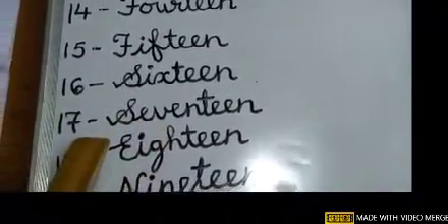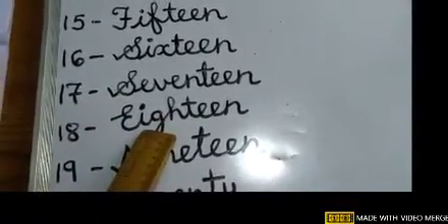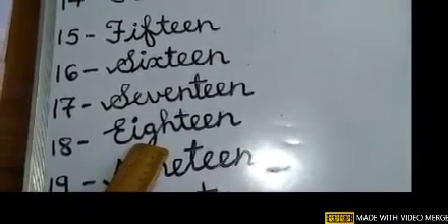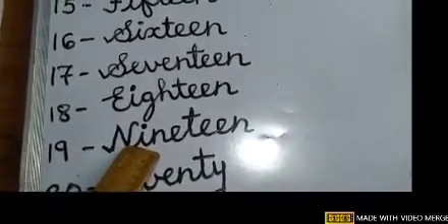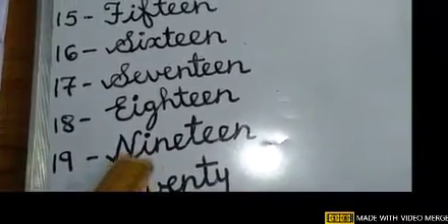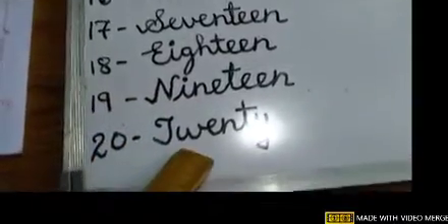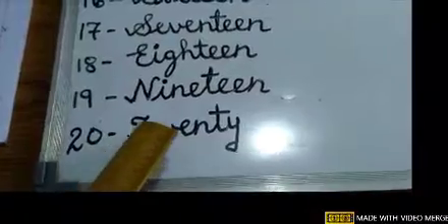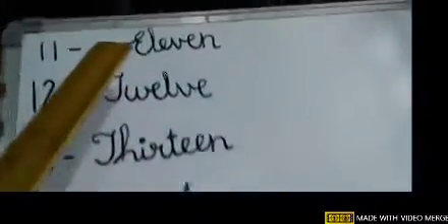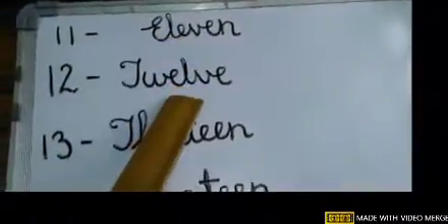Then 17, S-E-V-E-N-T-E-E-N, it's 17. Then E-I-G-H-T-E-E-N, it's 18. Then N-I-N-E-T-E-E-N, it's 19. And 20, T-W-E-N-T-Y, it's 20. So children, see, you should learn the spelling of 11, 12. Then from 13 till 19.